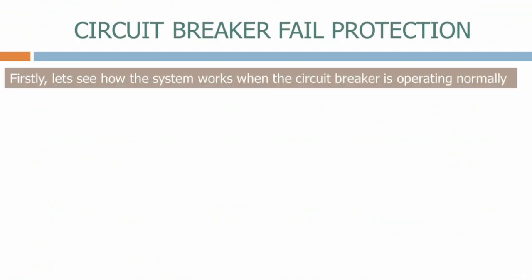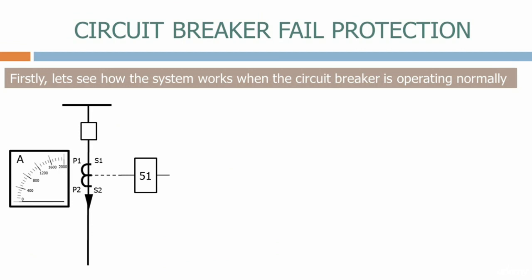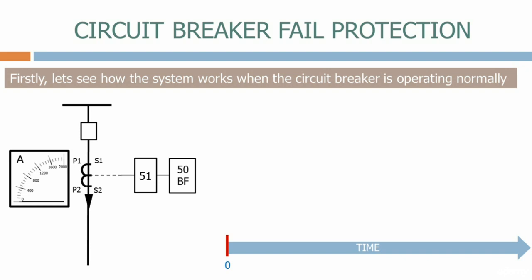Firstly, let's see how the system works when the circuit breaker is operating normally. Here we have a typical feeder circuit with a circuit breaker and a current transformer feeding an overcurrent relay. We normally connect the circuit breaker failure relay to the same current transformers as the protection relay. Let's now monitor the time to show the sequence of the circuit breaker failure.